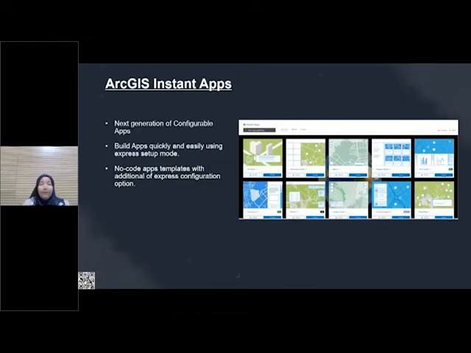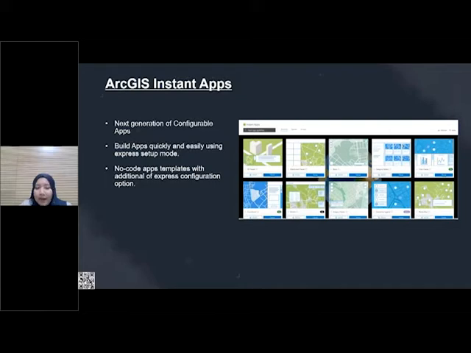All right, we move to the application, the update for the application. The first one, we have the ArcGIS Instant Apps. ArcGIS Instant Apps is the latest generation of the configurable apps. With ArcGIS Instant Apps, you can build your apps quickly and easily using the ready-to-use templates that Esri has created for us. All of these templates are non-code application templates, which you can just use. You can just add your data and create applications straight away. But if you want to do some customization, you can also do it in ArcGIS Instant Apps as well.